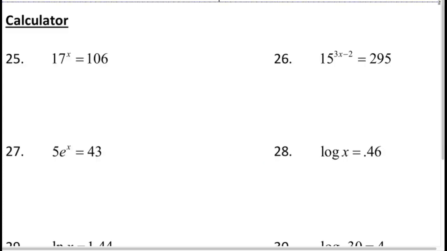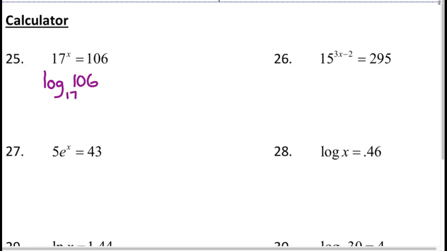Okay, we're on to the calculator stuff now. So if you have a variable in your exponent, you want to solve for that. That's why we do logs. That's what we do logs for. So rewrite it as a log. That's going to be the log of 106 base 17.